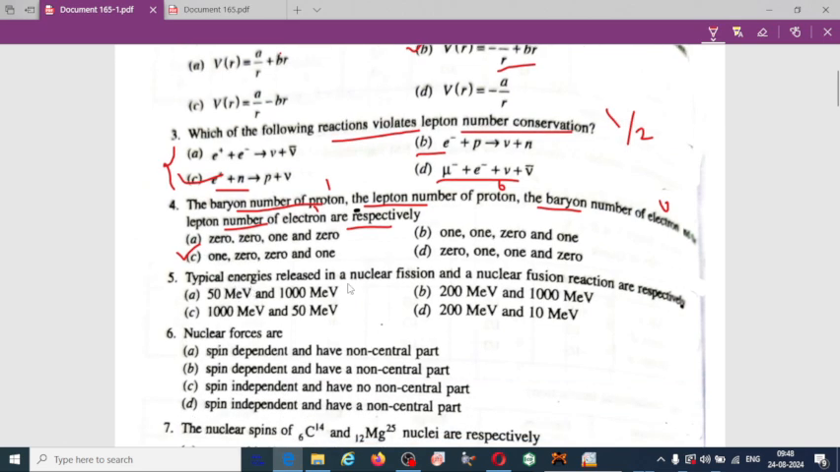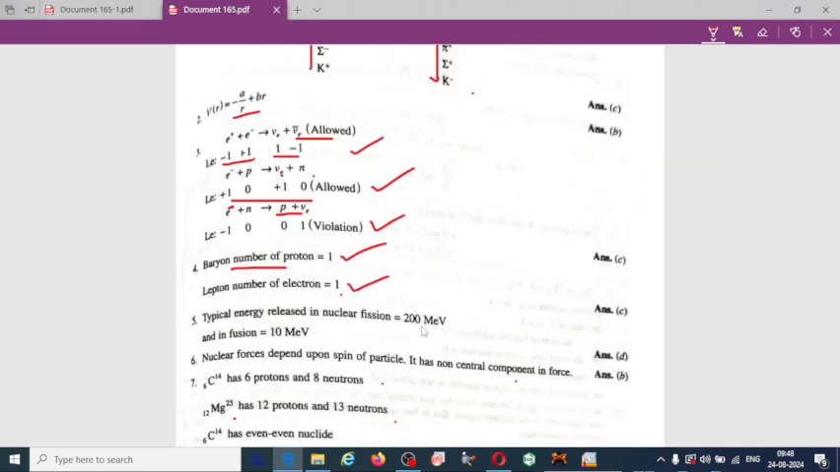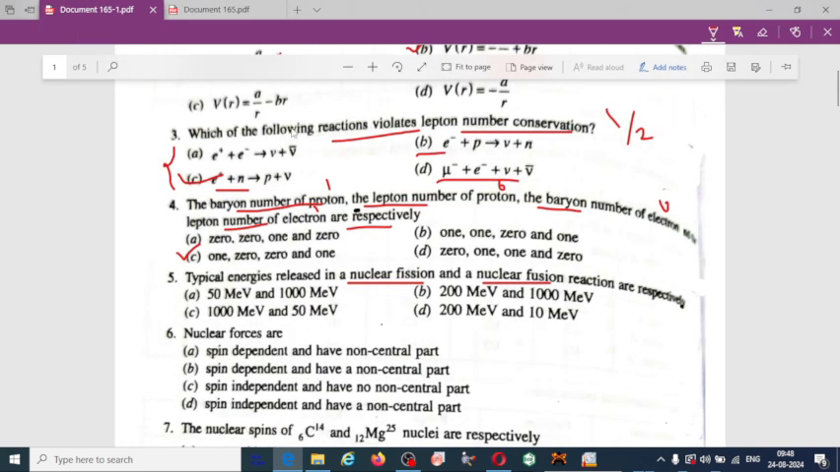Typical energies released in nuclear fission and nuclear fusion reactions are respectively. Always, in a fission reaction the amount of energy released is 200 mega electron volt and in fusion 10 mega electron volt. So option D is correct here.